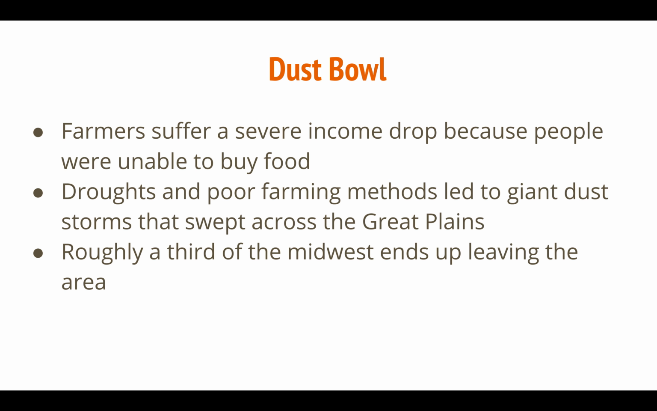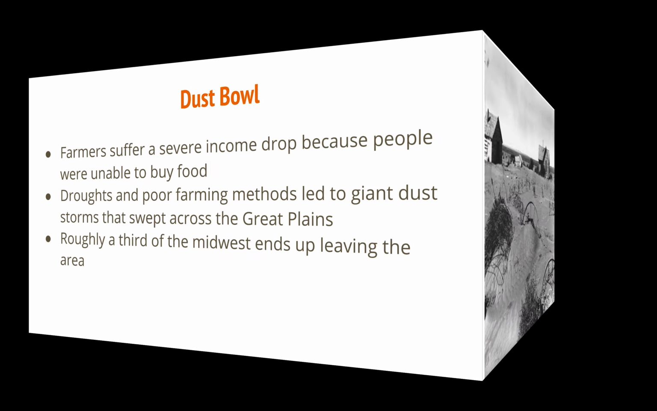Farmers suffer a severe income drop because people were unable to buy food. Droughts and poor farming methods led to giant dust storms that swept across the Great Plains. I mean, these massive static electricity dust storms could be seen all the way from New York City. You'll see pictures in a second. It was crazy. About a third of the people who live in the Midwest end up leaving. It really seemed like the end of the world for the people who lived there.